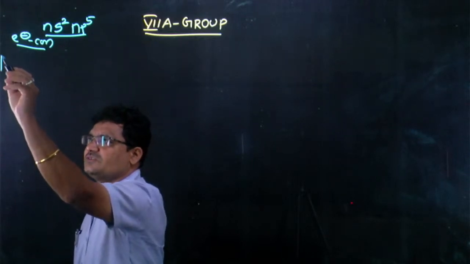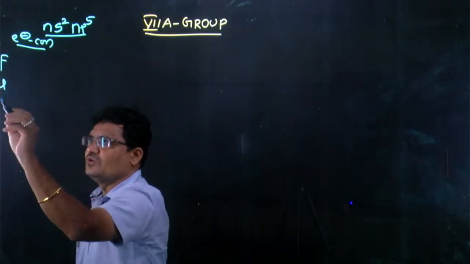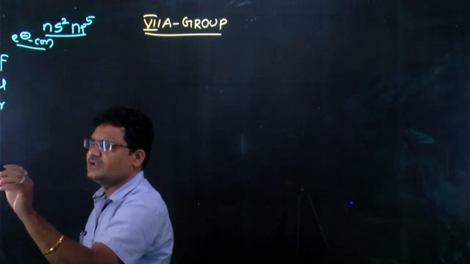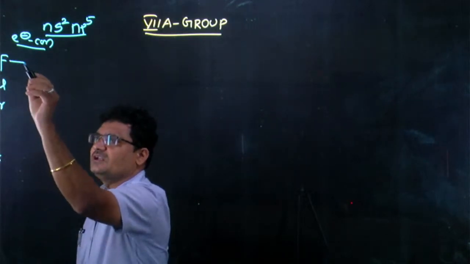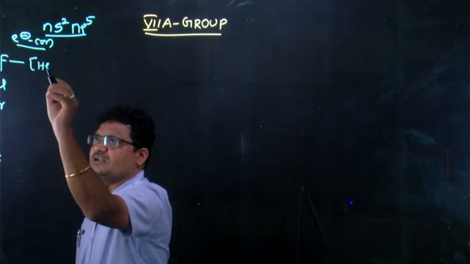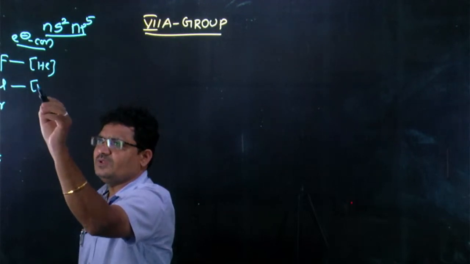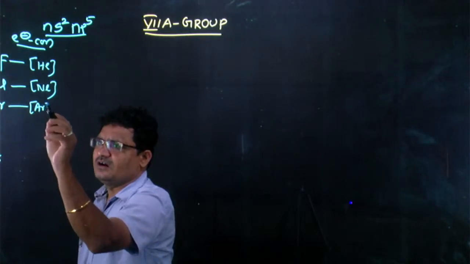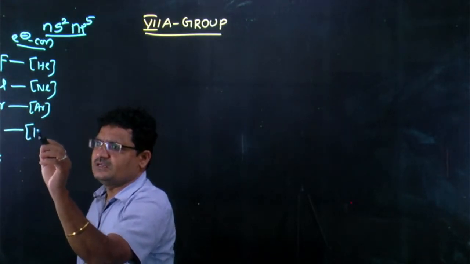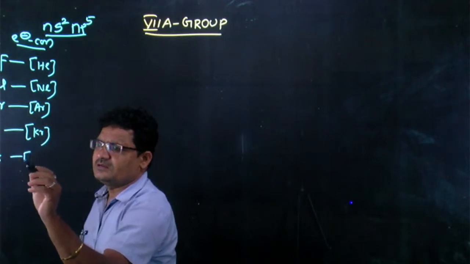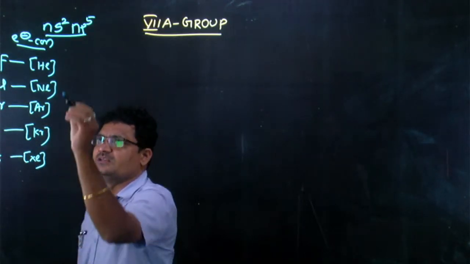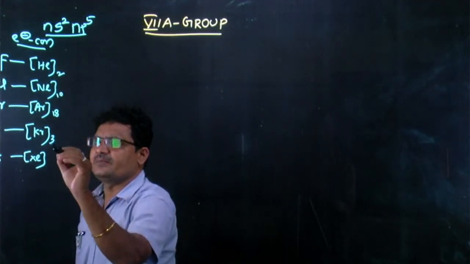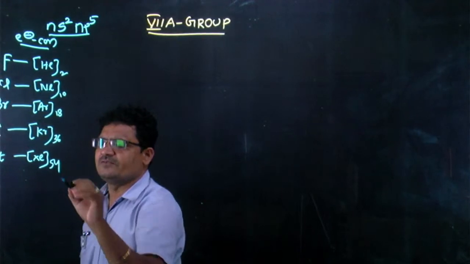Here we have fluorine, chlorine, bromine, iodine, astatine. Now take again the noble gas elements: helium, the next one neon, the next argon, then krypton, next one xenon. Helium is 2, neon 10, argon 18, krypton 36, xenon 54.